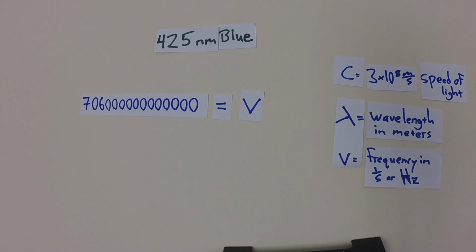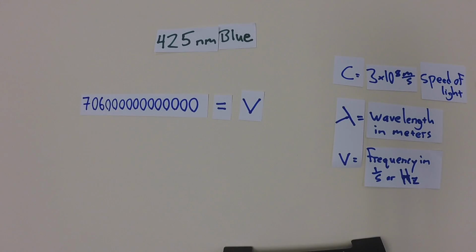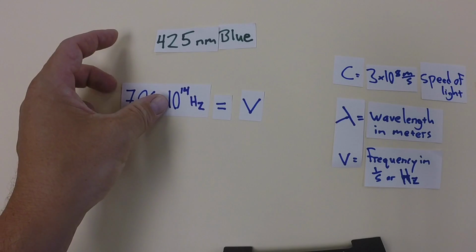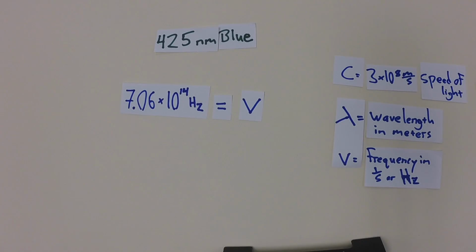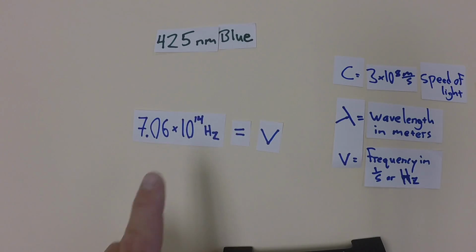Now keep in mind, light moves very fast. I said earlier, it can circle the Earth 7 times in a second. So these photons, these particles of light, are very, very frequent. So our frequency here, 706 and 12 more zeros, and that would be in hertz, or 1/second. Put it in scientific notation, which you should do. It's going to look like this: 7.06 times 10 to the 14th, and that's hertz. So that many photons of this particular wavelength of blue light pass a given point in 1 second. And that's how we use our equation.